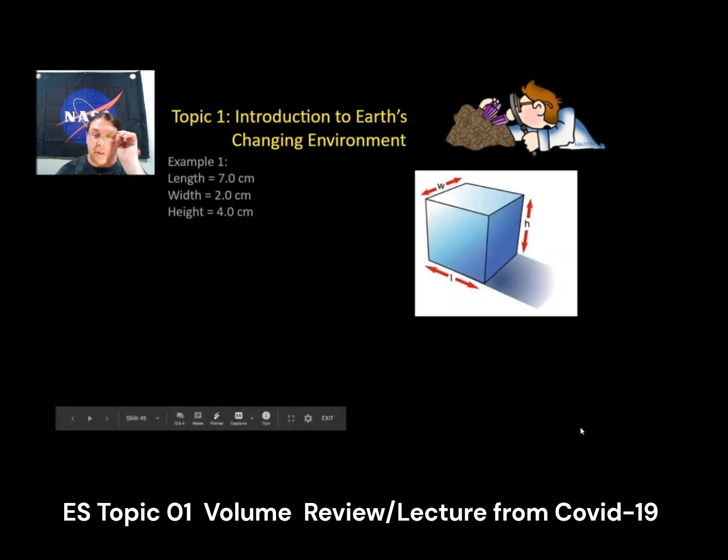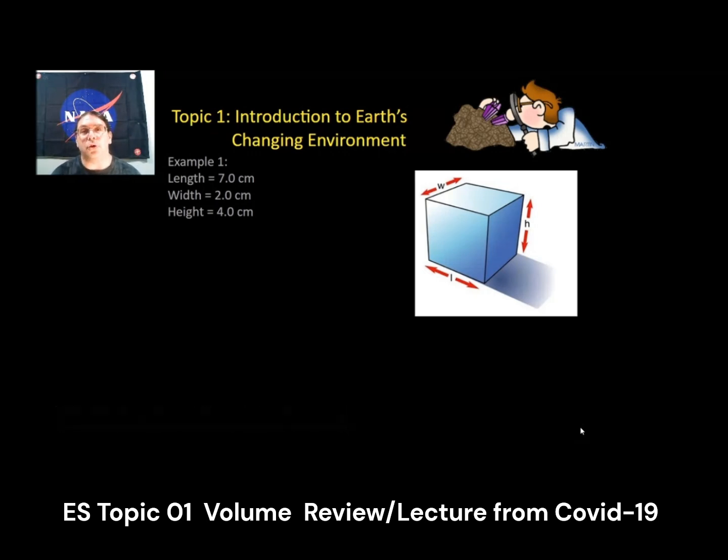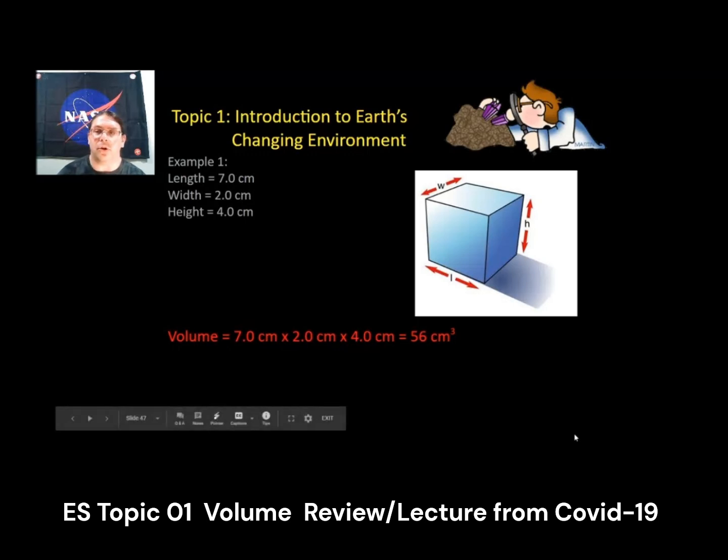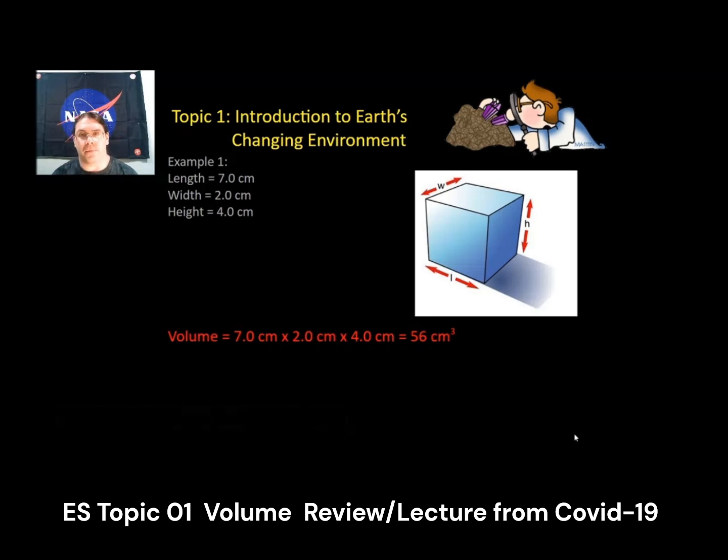I measure the length, the width, and the height. I get 7 centimeters, 2 centimeters, and 4 centimeters. You multiply them together, and you get 56 centimeters cubed. That would be the volume of this example. You just multiply the length times width times height when you're working with a cube, and then you get the volume of the cube. It's 56 centimeters cubed.